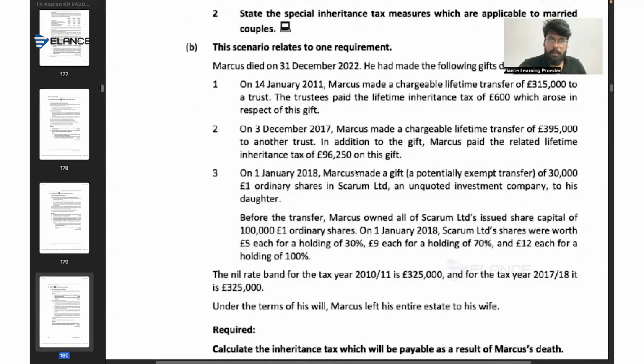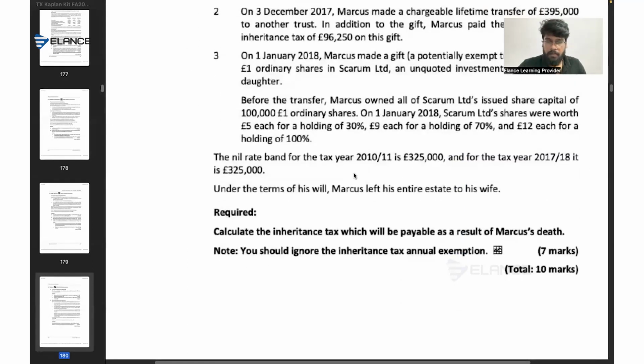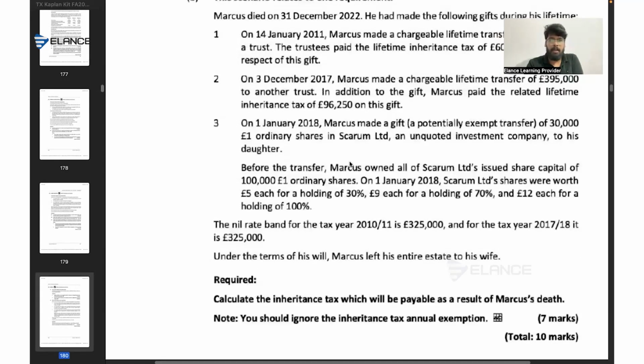In the next requirement, in section B of this question, we must calculate the inheritance tax payable as a result of Marcus' death. We are required to find the inheritance tax computation. They mention that we can ignore the inheritance tax annual exemption, as all figures are net of annual exemption. When we are required to find the IHT liability on the death of a person, we should compute the lifetime tax also. It will be easier.